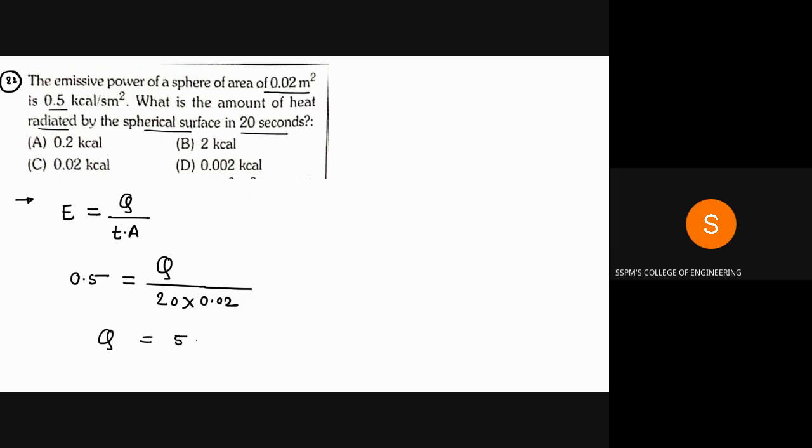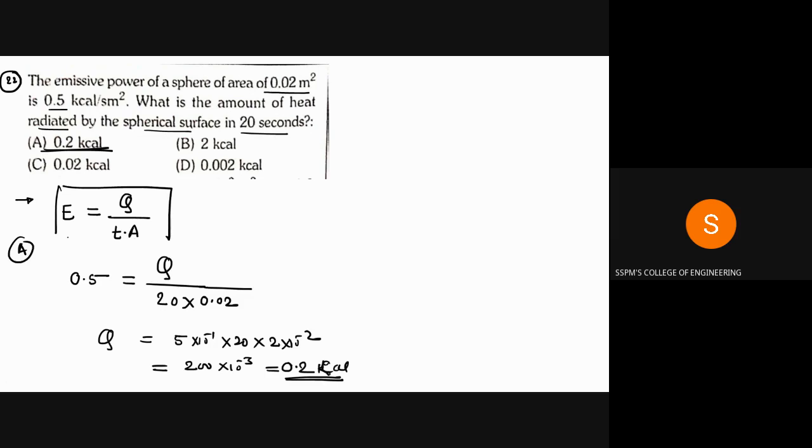so 5 into 10 to the power minus 1 into 20 into 2 into 10 to the power minus 2. Okay, so this is 5 into 2, 10, 10 into 20, 200. So this is 200 into 10 to the power minus 3, which is equal to 0.2 kilocalorie. The unit is kilocalorie. So the correct option is 0.2 kilocalorie, that is option A.